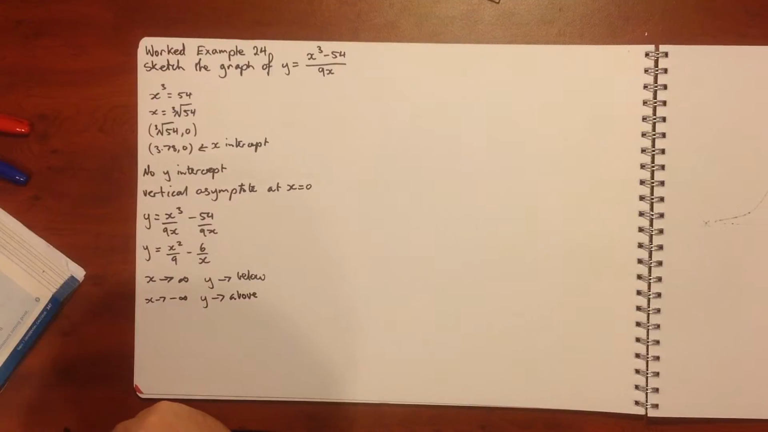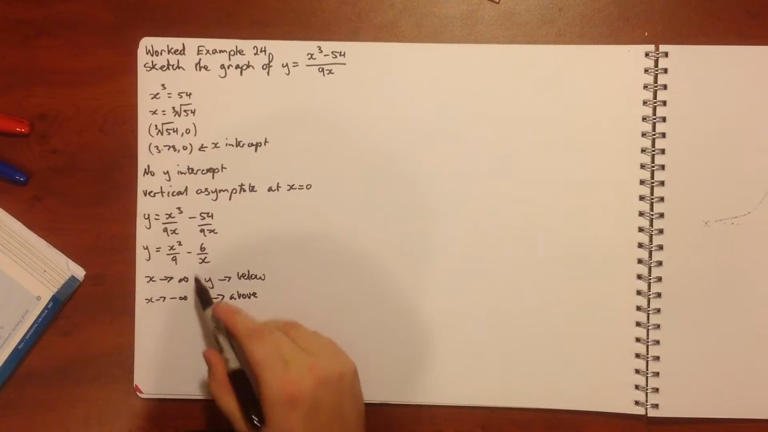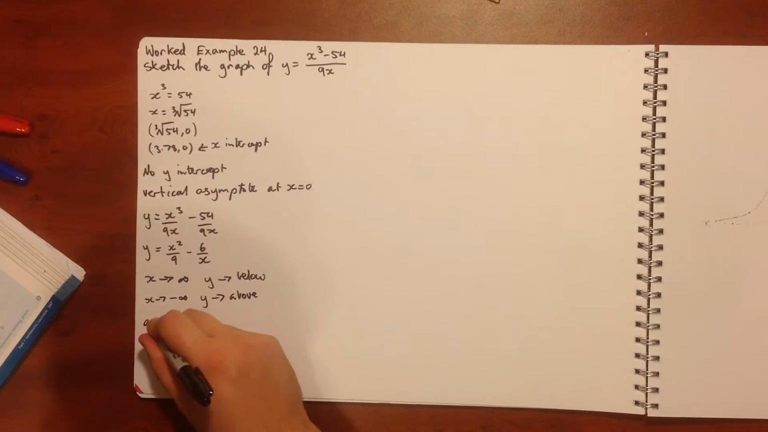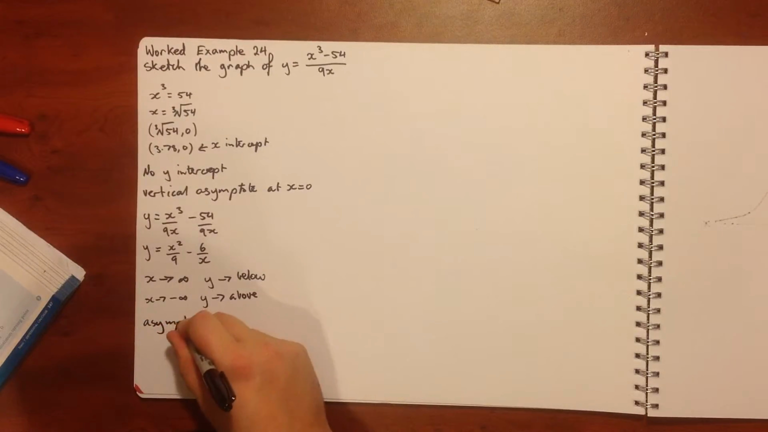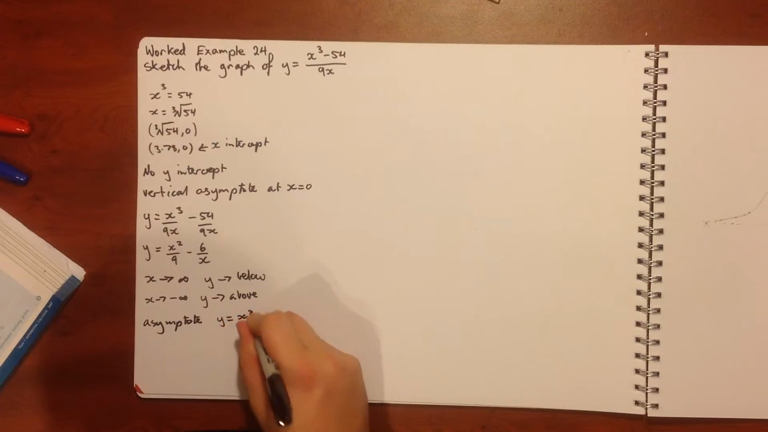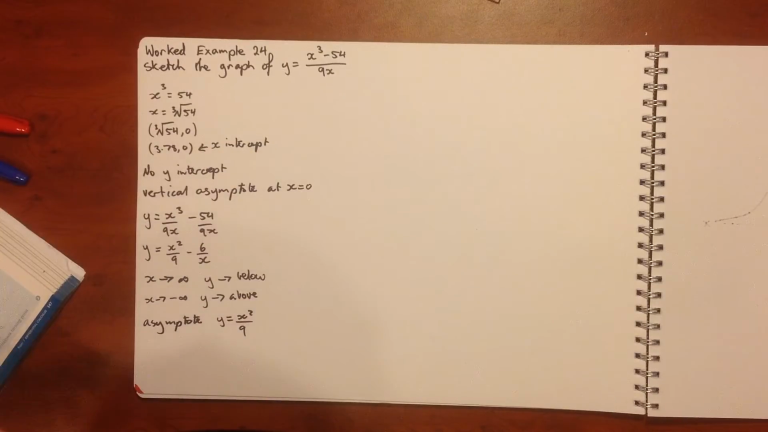Okay, so we see that our quadratic here is actually going to be an asymptote. So we're going to have an asymptote of y equals x squared on 9. So something a little bit different to what we usually have. Okay, so we need to find our derivative.